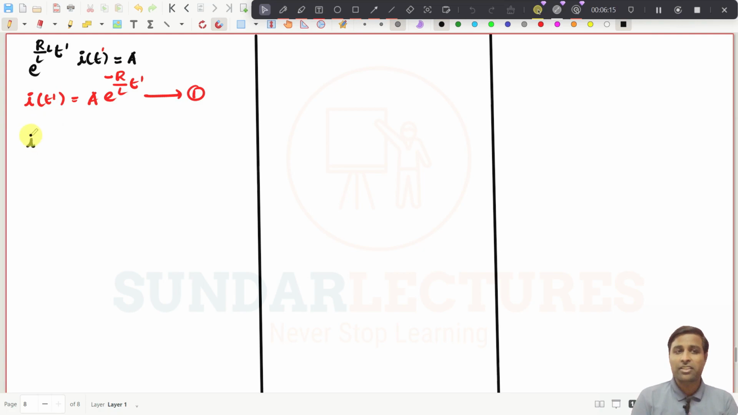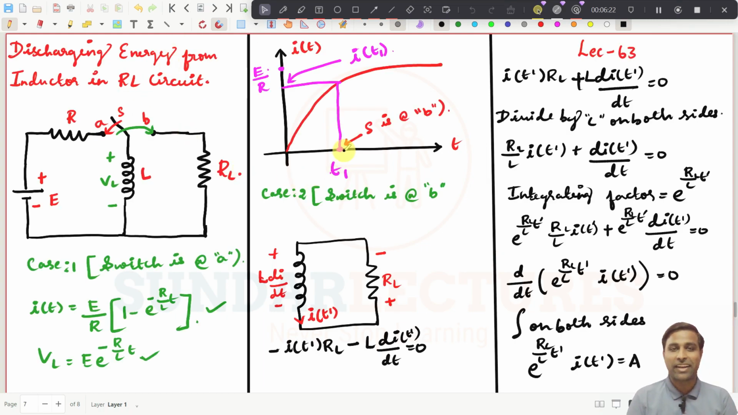What is the initial condition here? I of 0 will be equal to what? I of t1. That is what we have taken here. At this instant, what is the current here? It will be I of t1.